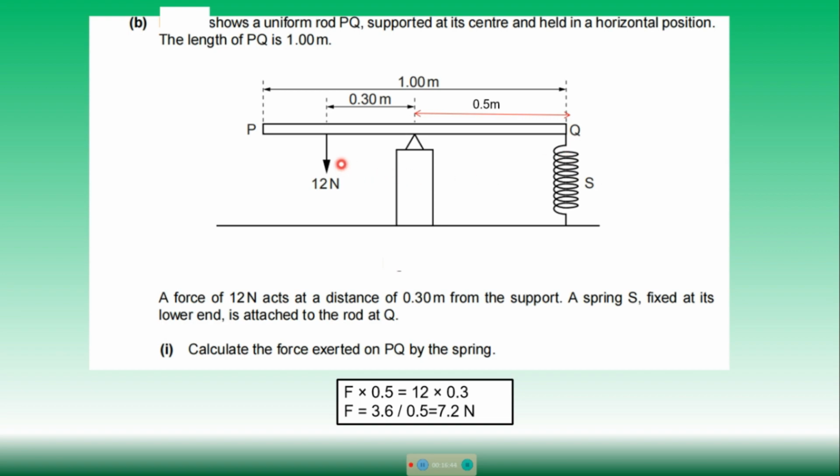The force is 12 Newton, 0.30 is the distance from the support, and this is an anti-clockwise moment. Similarly, the spring introduces a clockwise moment in the system, and the system is balanced in its position. So the clockwise moment will be equal to the anti-clockwise moment. F multiplied by 0.5 is equal to 12 multiplied by 0.3, so F is equal to 7.2 Newton.